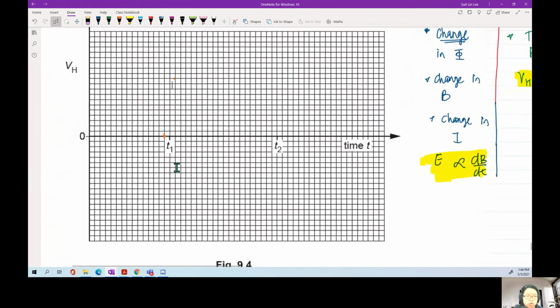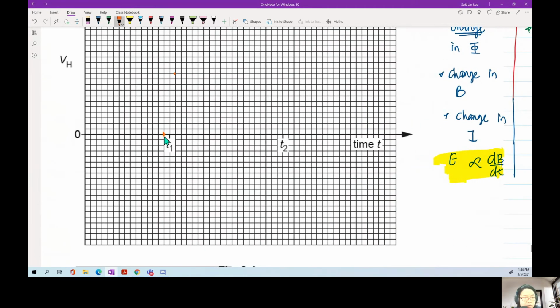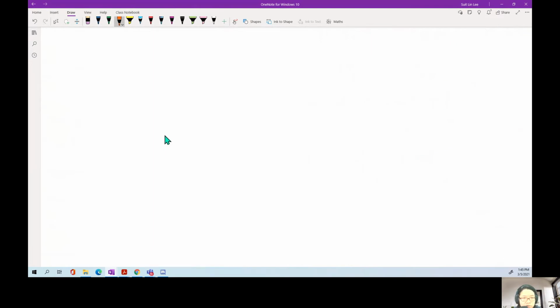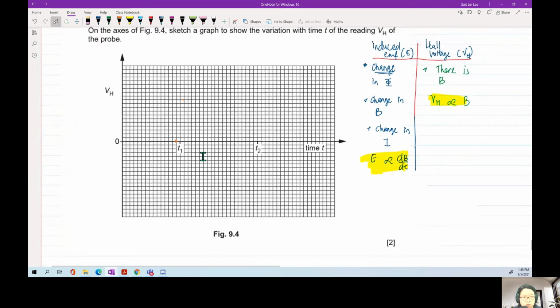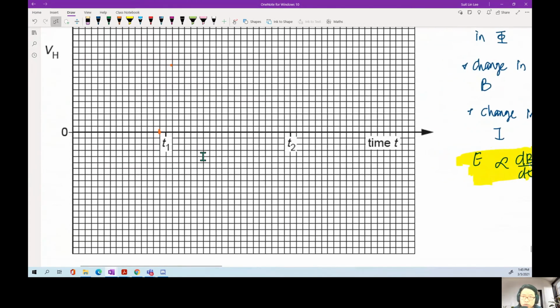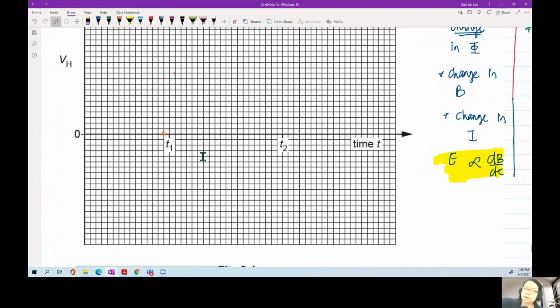Let me zoom in a bit. So current will start from, whoa, OneNote, what happened? Okay, there we go. Is it my computer? Let me touch. It feels quite cool. Maybe it's a OneNote problem. Okay, anyway, let's go back.